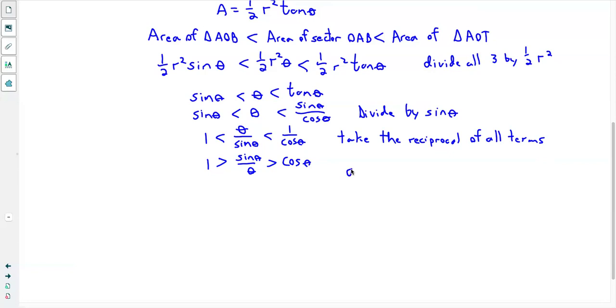Now, as theta goes to 0, cos theta, when theta is equal to 0, equals 1. So we essentially have 1 is greater than sine theta over theta, which is greater than 1. So essentially that tells us that sine theta over theta equals 1. So therefore, we can say our limit as theta goes to 0 of sine theta over theta equals 1.